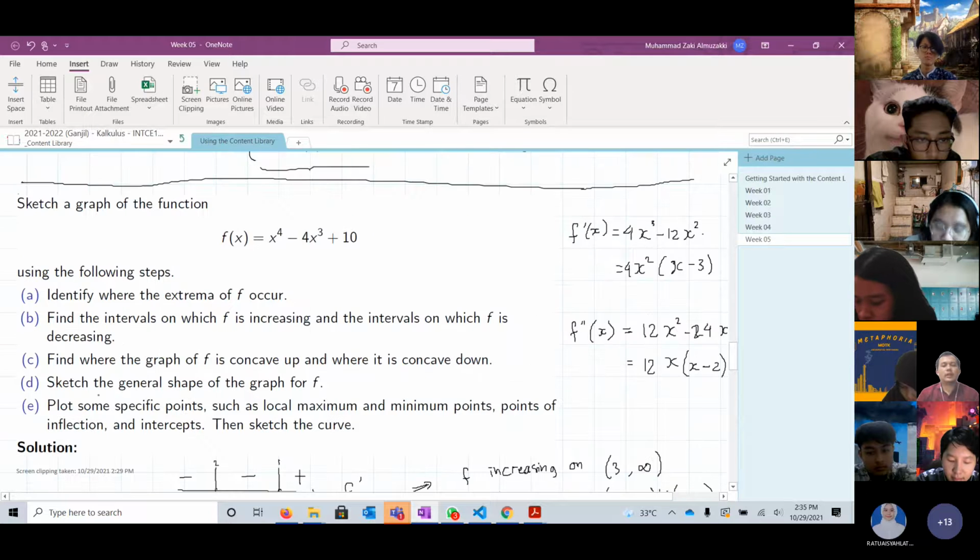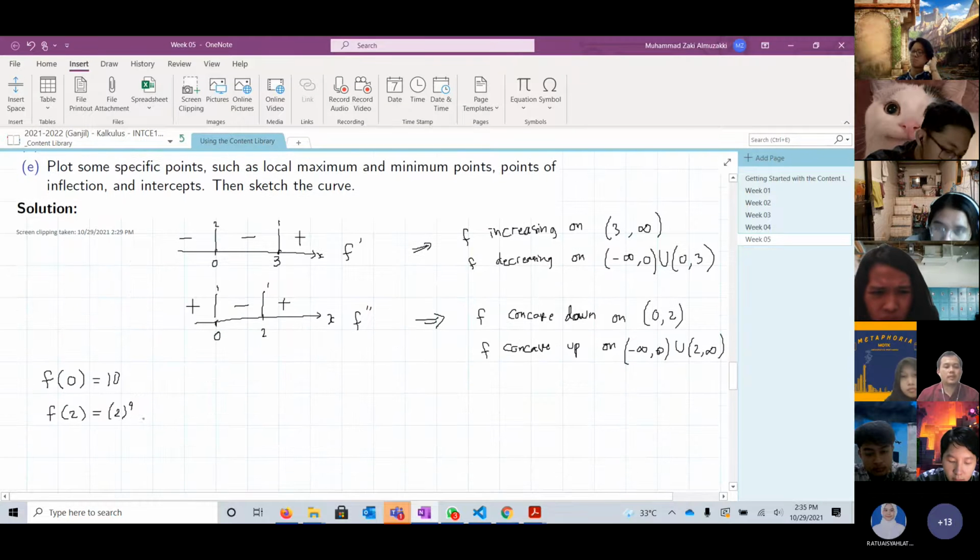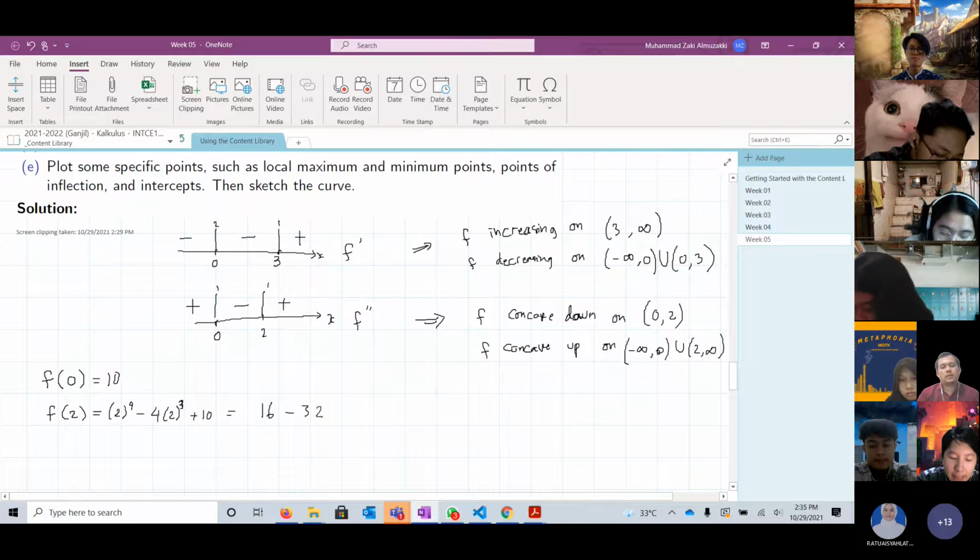But here what we want to find is the value of the function. At 2 we have 2 power 4 minus 4 times 2 power 3 plus 10, which is 16 minus 32 plus 10, which is minus 6. Yeah, that's correct. Thank you.